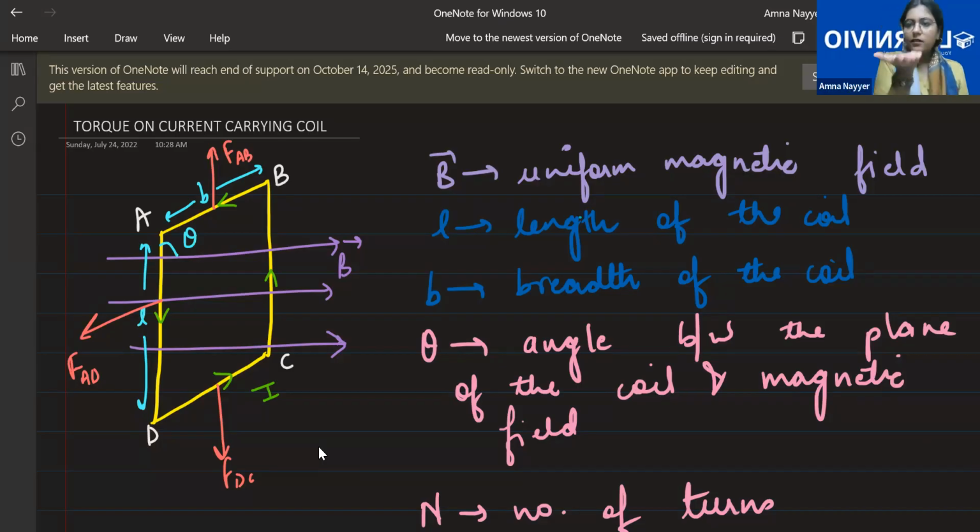Not possible. The only possibility is this, curling the hand towards the right. That's how we get it. Got it? Ma'am, what does curling towards the magnetic field mean? Your fingers are curling towards the magnetic field.